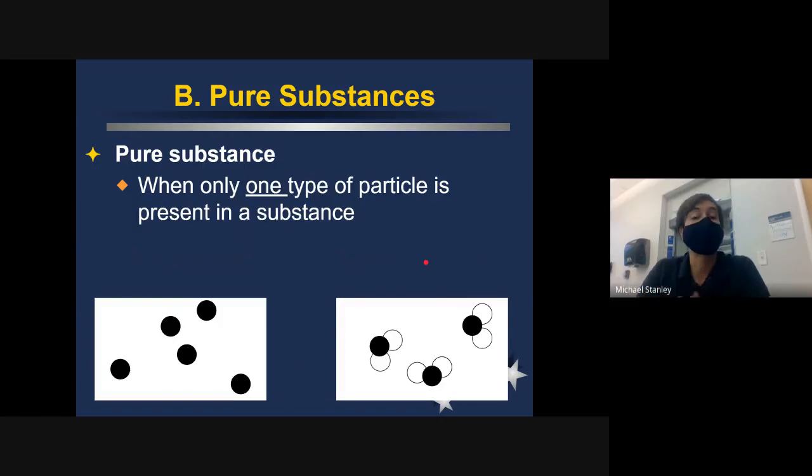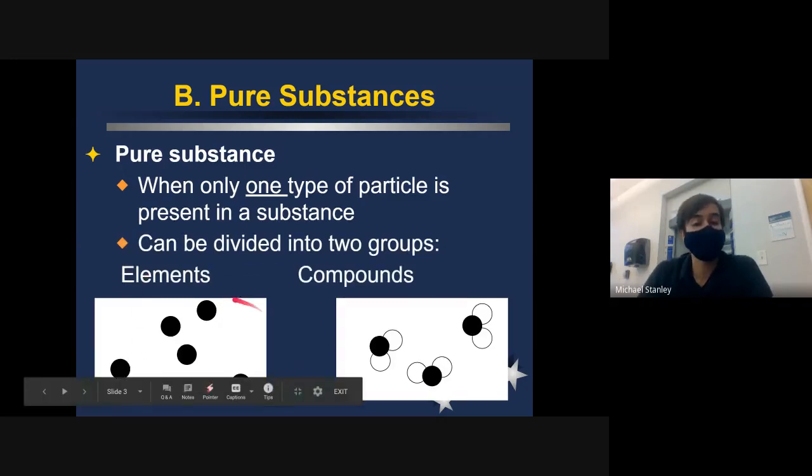So a pure substance is when we only have one type of particle present in our substance. So every single different particle that we look at, every single tiny atomic particle looks the same. So there are two different ways that we can make up a pure substance.